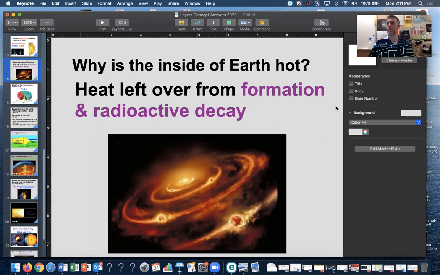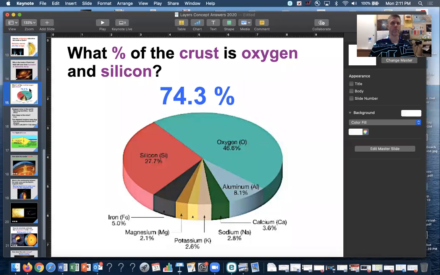All right, the next one. What are the two most abundant elements in the crust? And then what's the total percentage of the crust that those two elements make up? So oxygen and silicon are the two most common elements.